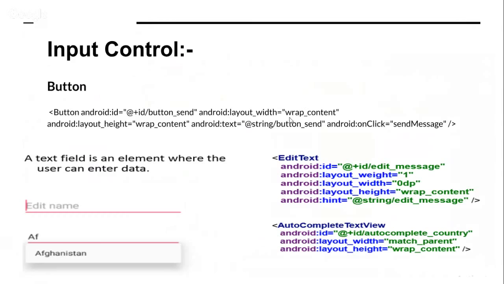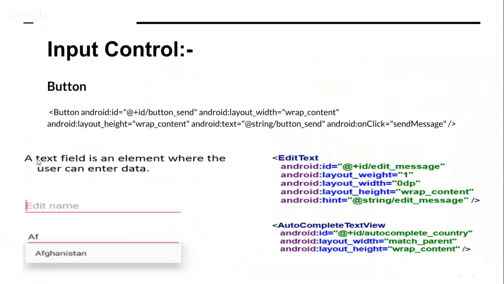Then in this layout, one more thing: android:onClick sendMessage. You can directly pass your method here. If your button is clicked, then it will particularly operate this sendMessage. You can add this sendMessage to your button onClick. You don't need to write a button onClickListener and all in your code. You can directly pass sendMessage. It's a great feature of Android.